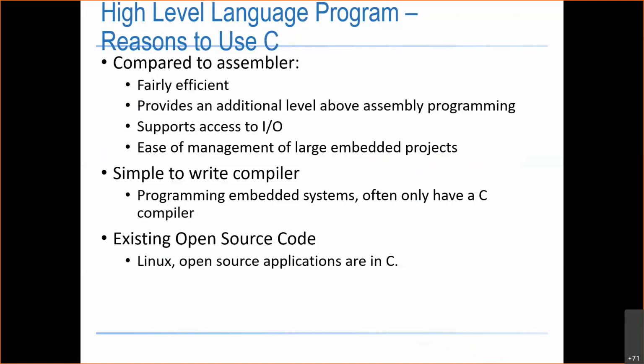So C programming is a high level language. You don't talk about registers or the specific instructions on the CPU. You just describe things in a high level language. C is fairly efficient, and not only is it high level, it still supports the ability to access low level IO, so that makes it very flexible. The other thing is that there is a lot of open source code available for C, whether it's Linux or anything else.